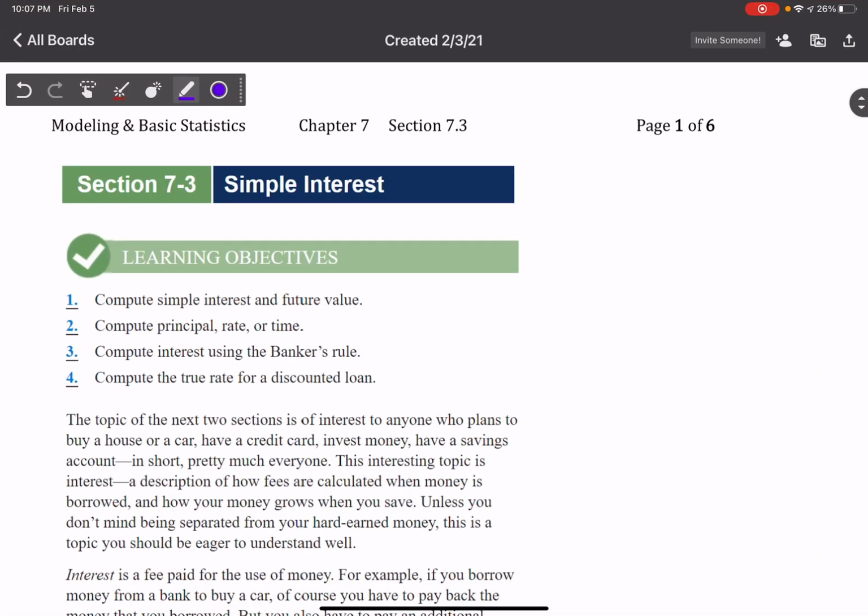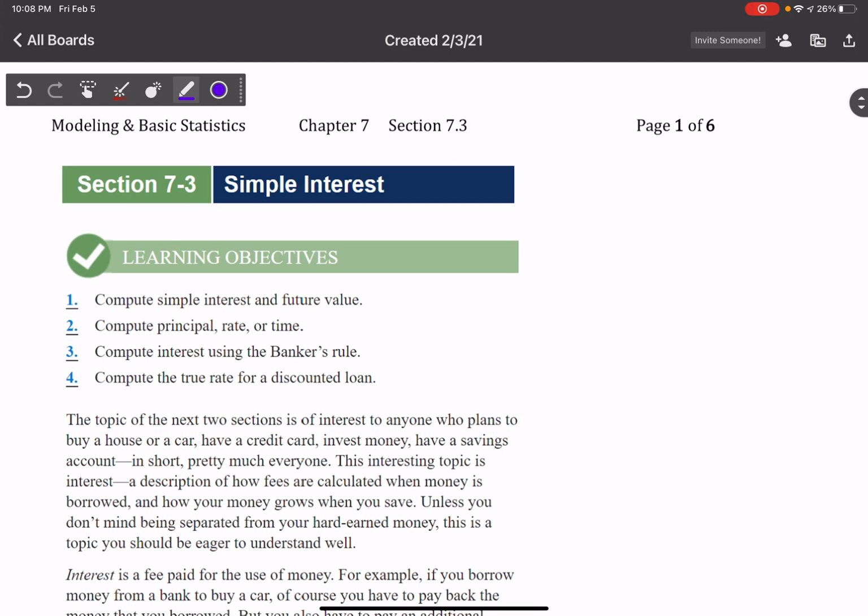All right, now we get into the fun stuff. Interest rates. We'll talk about all that fun stuff. So we're going to first start with simple interest, and in this video, we will compute simple interest and future value. We will compute principal, rate, or time. We will compute interest using the banker's rule, and we will compute the true rate of a discounted loan.